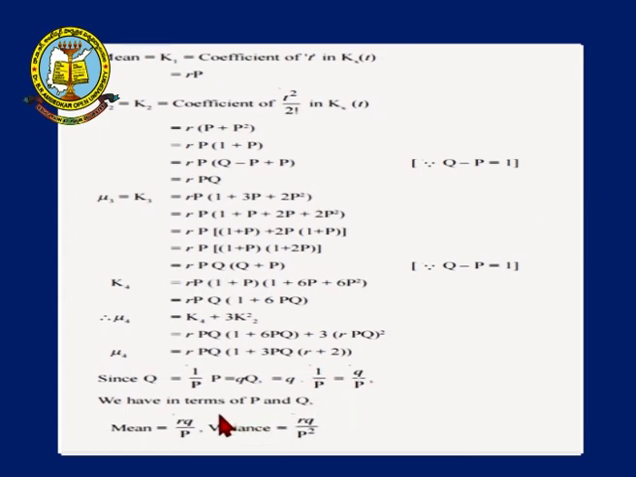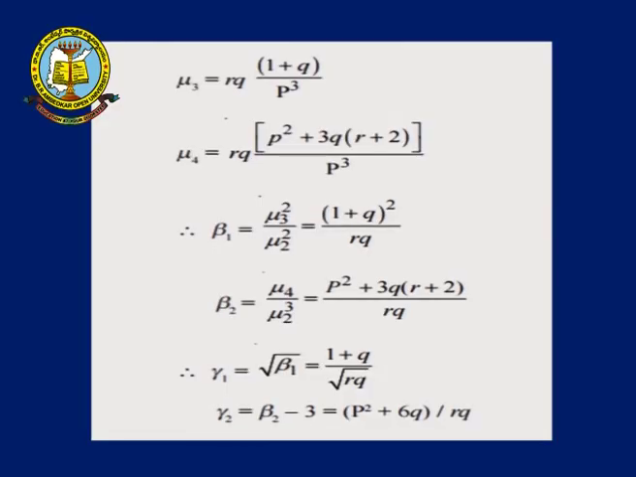We have this in terms of capital P and capital Q, and we can also write it in terms of small r, small p and small q. Therefore, in terms of P and Q, the mean is equal to RQ, and the variance is equal to RQ by P square. Using mu 1, mu 2, mu 3 and mu 4 we can find beta 1 and beta 2 values. Therefore, mu 3 is equal to RQ of 1 plus Q divided by P to the power of 3, and mu 4 is RQ of P square plus 3Q of R plus 2, divided by P to the power of 4.